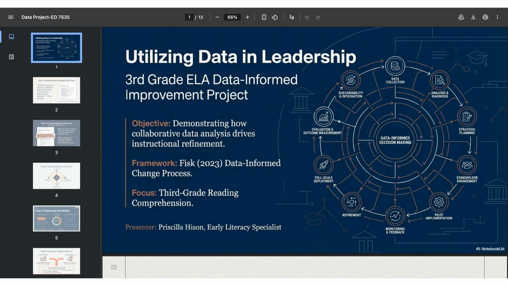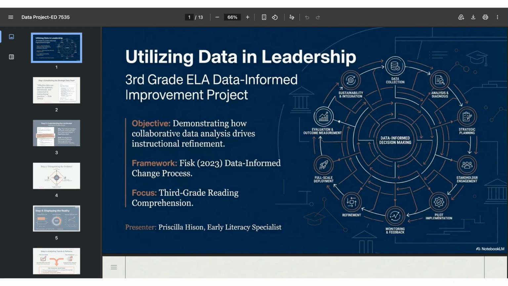This project follows the 10-step process outlined in FIS 2023, and it demonstrates how data informed leadership can guide meaningful instructional change. So, the purpose of this project was not simply to analyze data, but to lead improvement through a structured collaborative process. As FIS 2023 explains, effective data use must be systemic, intentional, and connected to instructional practice. This project focused specifically on third grade reading comprehension because it is a critical transition year and is also a key indicator of school performance.